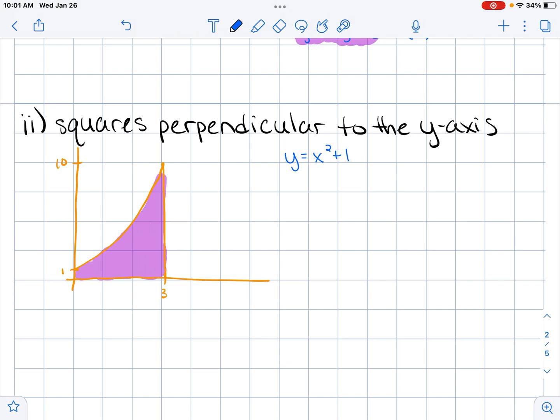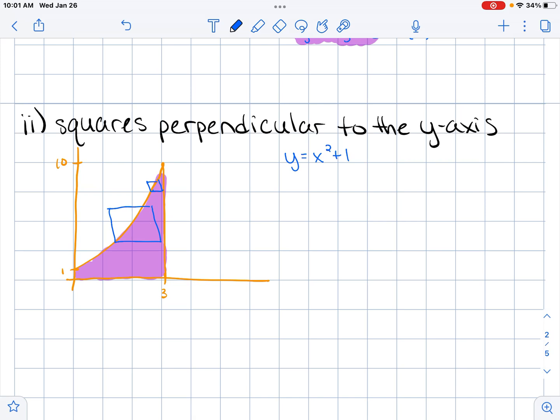Okay, this time the square is perpendicular to the y-axis, so that means my square is going to be in this direction. And imagine this three-dimensionally coming out of the page, and then we're going to have an infinite number of these squares coming out of the page. So they're moving vertically instead of horizontally.